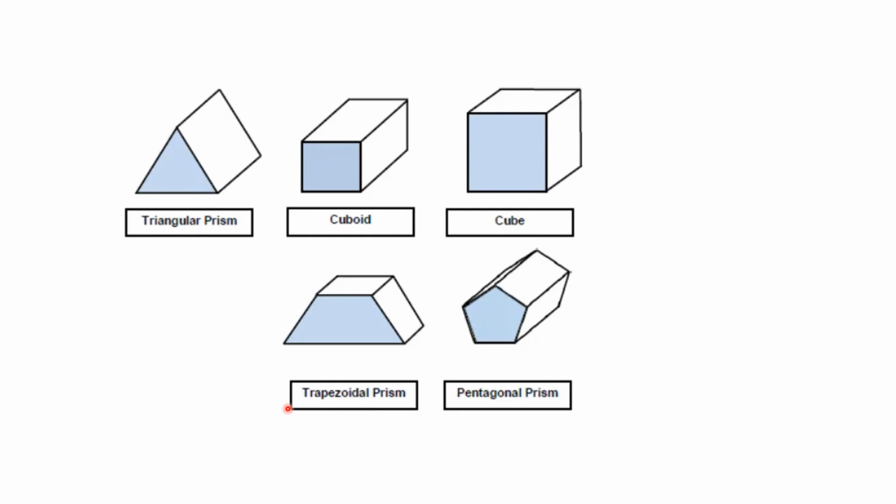This is a trapezoidal prism because if we cut into it, we would see this shape, which is called a trapezium. This is a pentagonal prism. If we cut into it, we would still see the pentagon shape that's at either end.